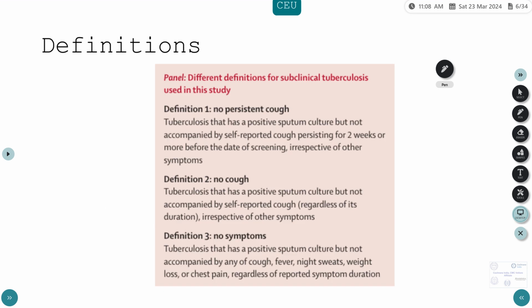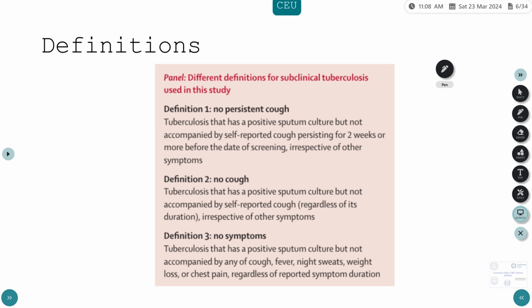They have defined it as 3 different definitions. So many of these studies have followed different definitions. The first definition that they have looked at is no persistent cough. So that is tuberculosis with a positive sputum culture, but they did not have an accompanied persistent cough for 2 weeks or more before the date of screening. So that is definition 1.